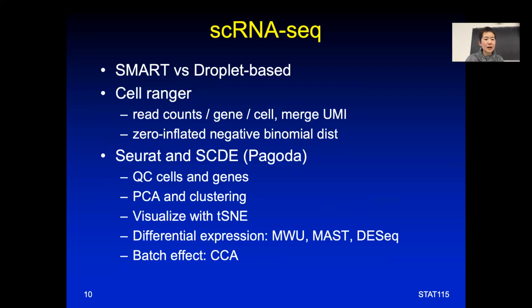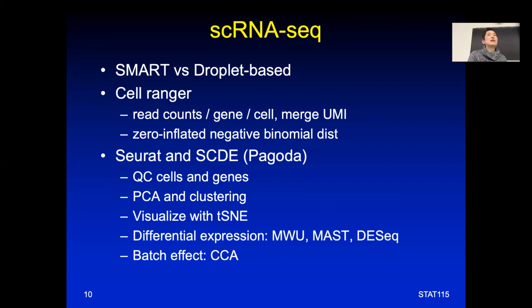Next is single cell RNA-seq. Yeah, so we discussed that there are two different technologies. There's Smart-seq and also droplet based.